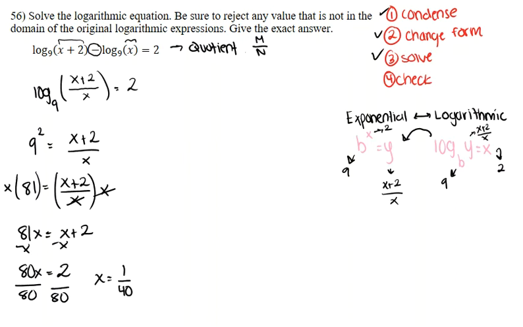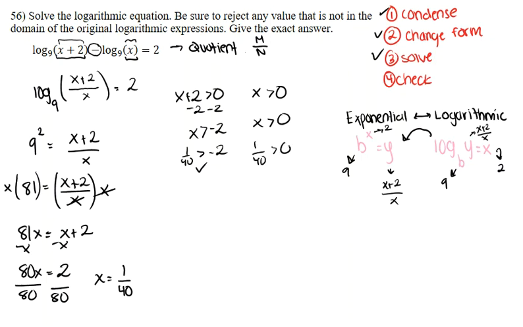So let's go ahead and check this. I'm going to look at the domains of my original logarithmic expressions to make sure that this x value is not rejected. To do that, you're going to take both of the arguments of your original expressions and set them greater than 0. So when you have x plus 2 greater than 0 and x greater than 0, you're going to isolate that x, and you're going to get the domain: x is greater than negative 2 and x is greater than 0. So we know that 1 divided by 40 is in fact greater than negative 2, and we know that 1 divided by 40 is greater than 0.